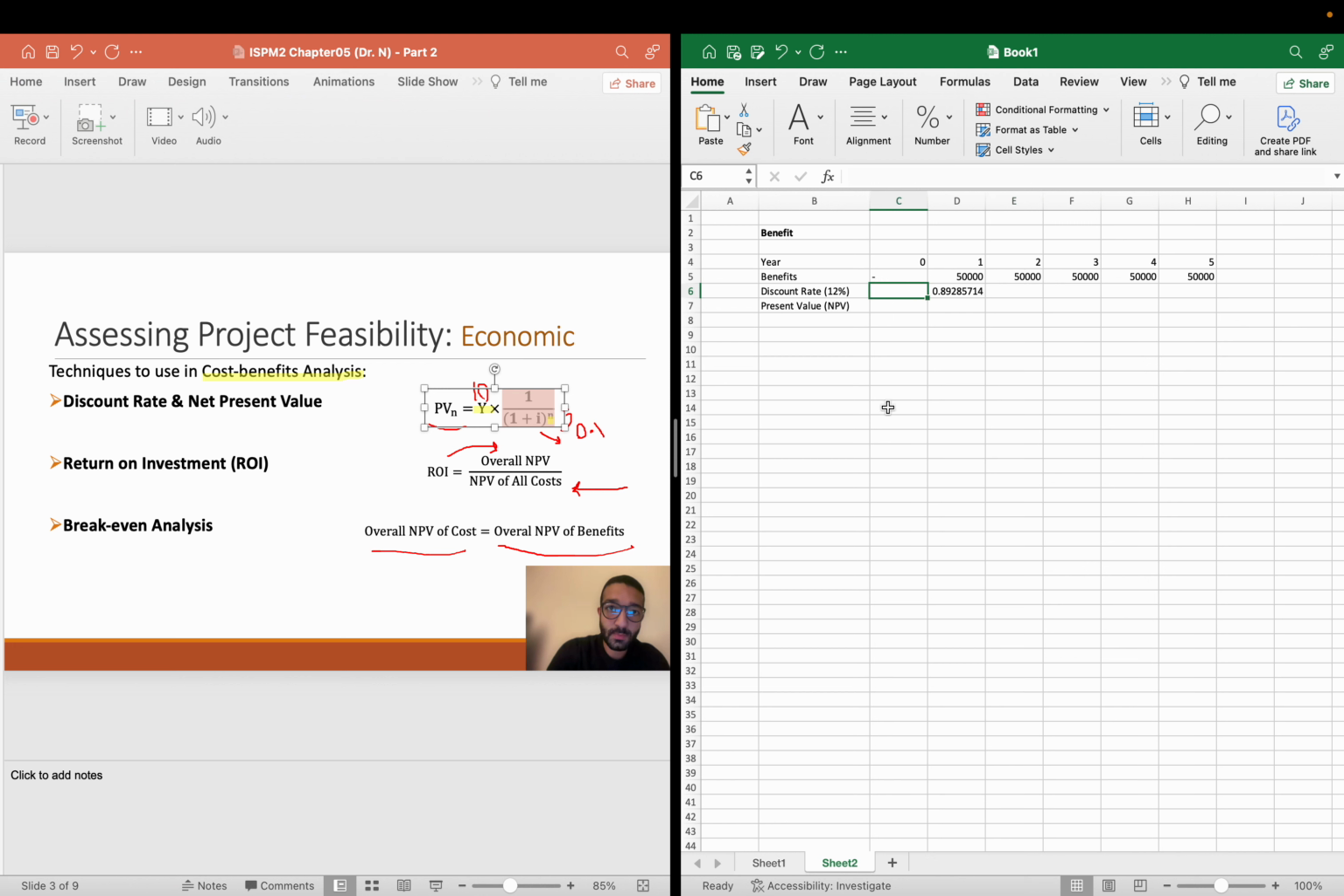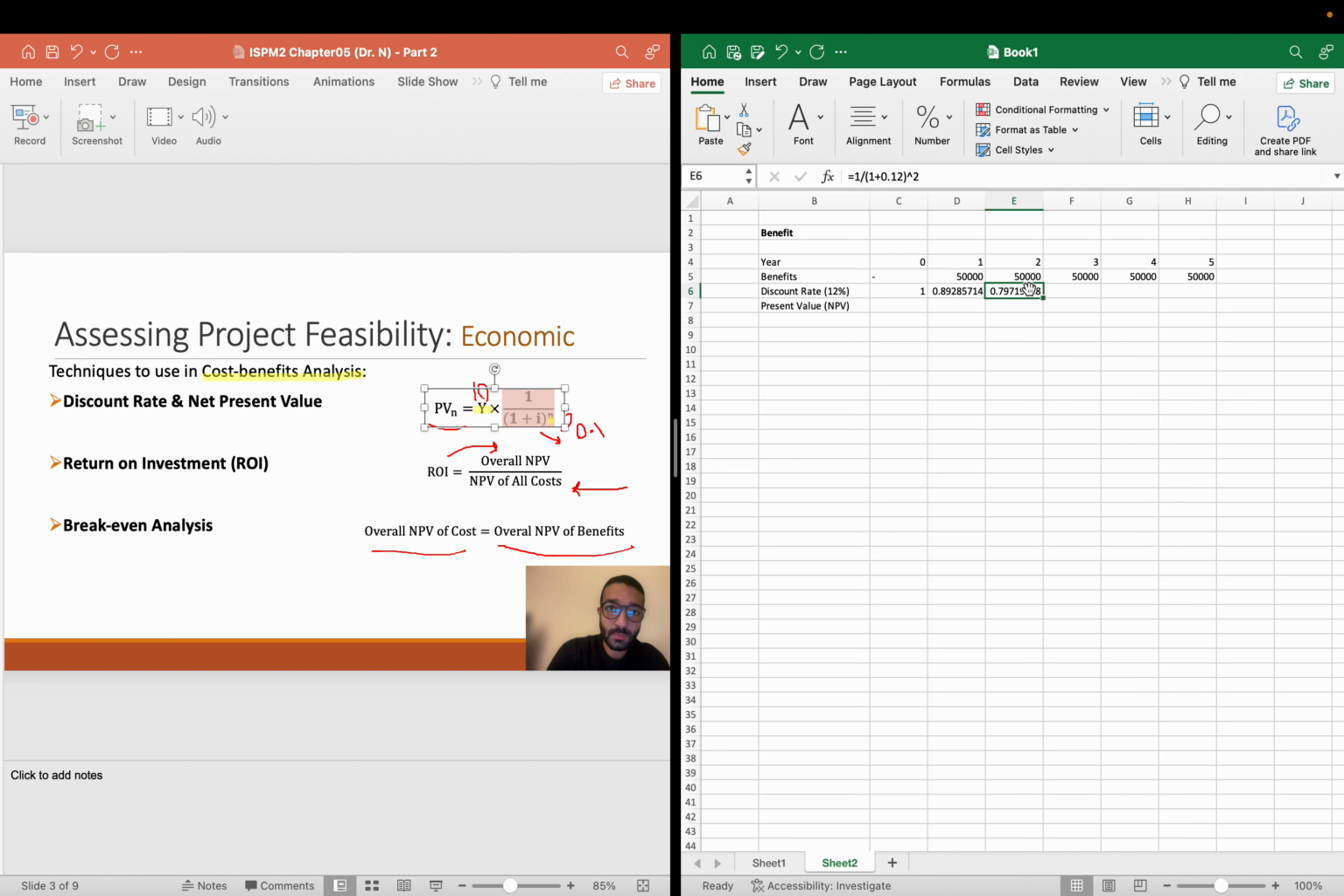And remember, at year 0, the discount rate is just 1. We don't need to convert anything that is in year 0. But after 1 year, the value of money would drop, so we need to convert that. For year 2, we repeat the same thing. We have 1 divided by 1 plus the discount rate, which is 12%, and we are in year 2, so to the power of 2.